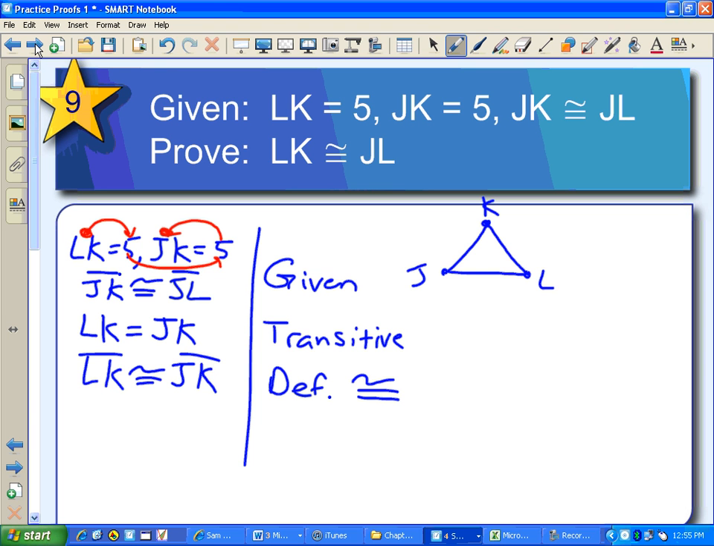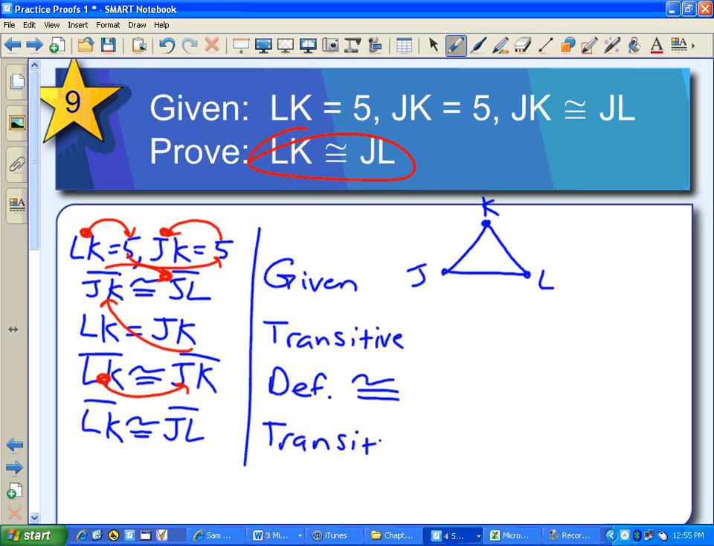I look here, I'm trying to show that LK is congruent to JL. Well, I know LK goes to JK. JK is the same as JK up here. JK goes to JL. So I'm going to cut out the middleman again and just put LK to JL by transitive again. Transitive is going to come up very, very often.